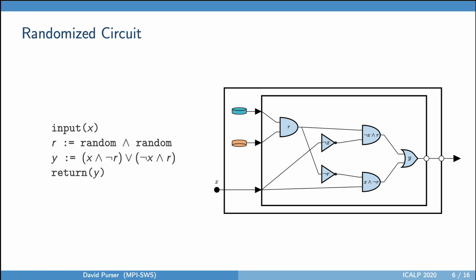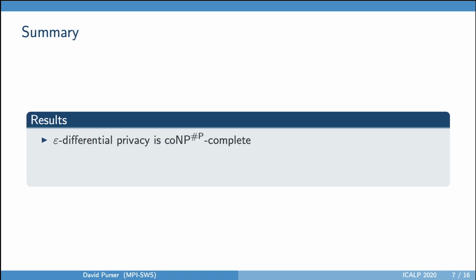Because of the equivalence between our probabilistic loop-free programs and randomized circuits, we work entirely in the space of randomized circuits. We show that deciding whether a randomized circuit satisfies epsilon differential privacy is coNP with a sharp p oracle complete. However, for epsilon delta differential privacy, we do not show completeness. The hardness result translates because epsilon differential privacy is a special case with delta equals 0. However, in the case of epsilon delta differential privacy, we can show it can be decided using a coNP with a sharp p oracle, which itself has access to a sharp p oracle.